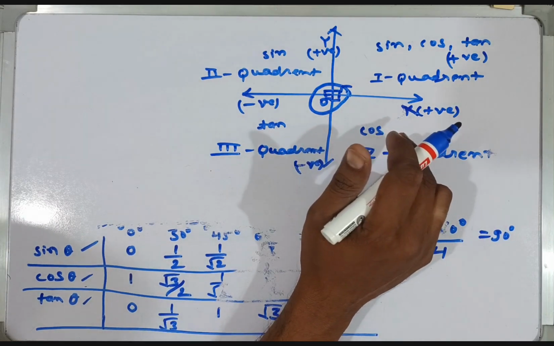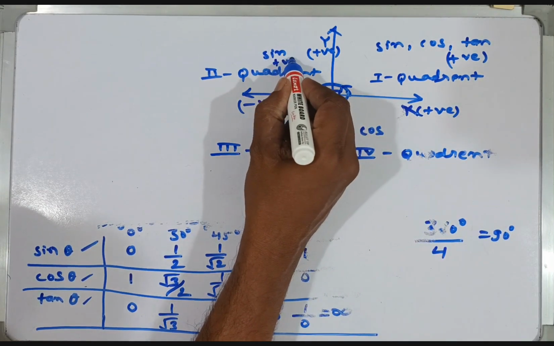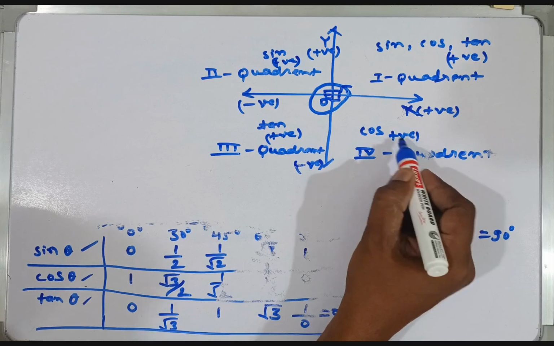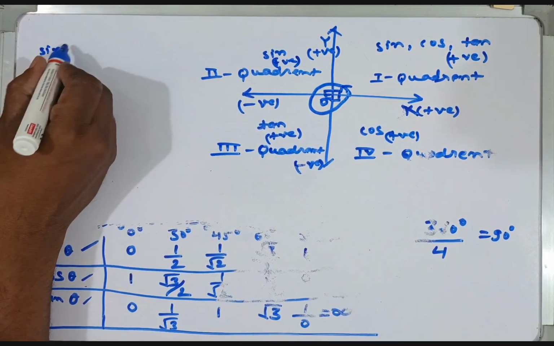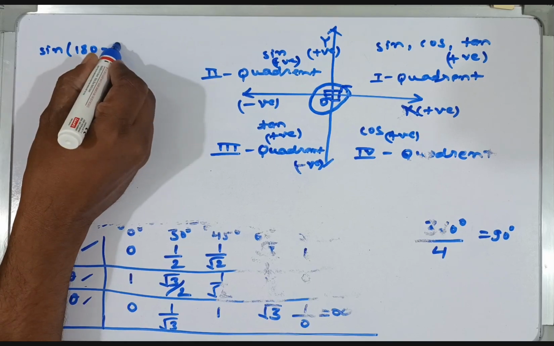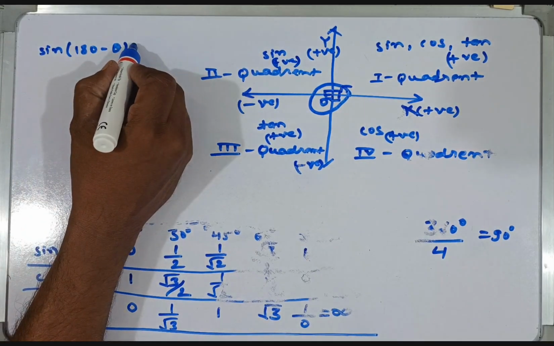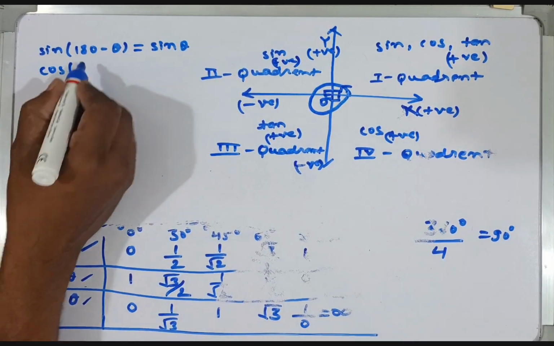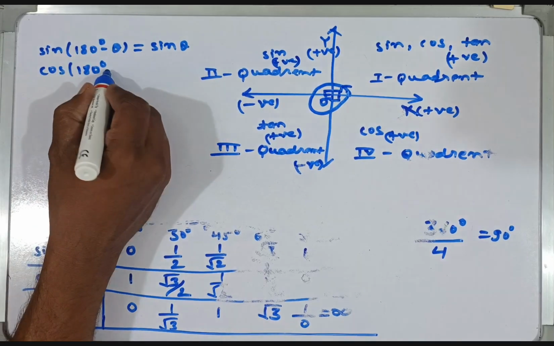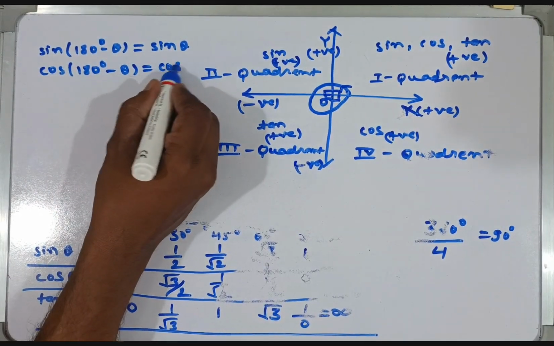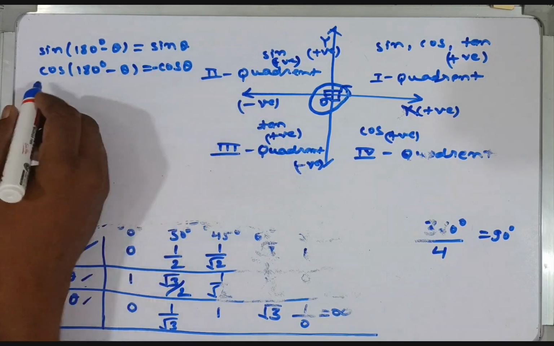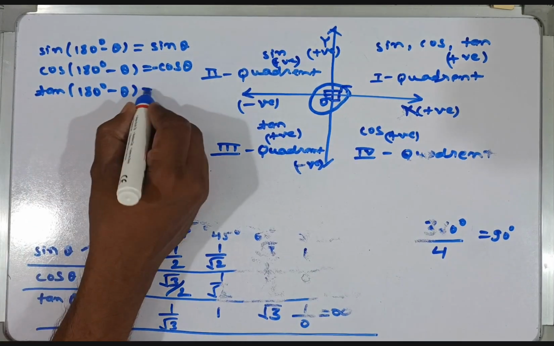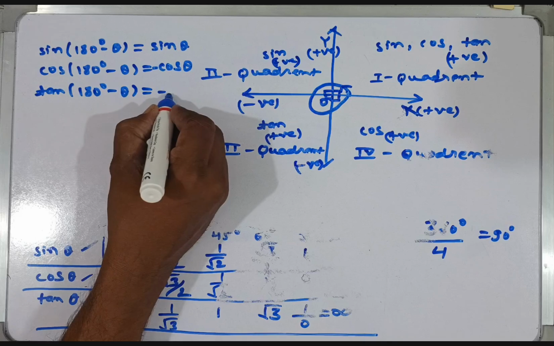What does positive mean here? This one positive, this one positive, or this one positive. So if we write sine of 180 minus theta, this value is sine theta. If we write cos 180 degree minus theta, then it is minus cos theta. Tan 180 degree minus theta equals minus tan theta.